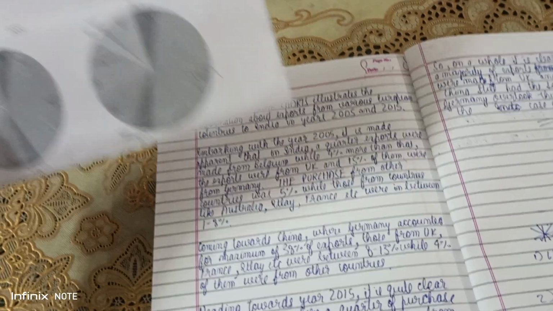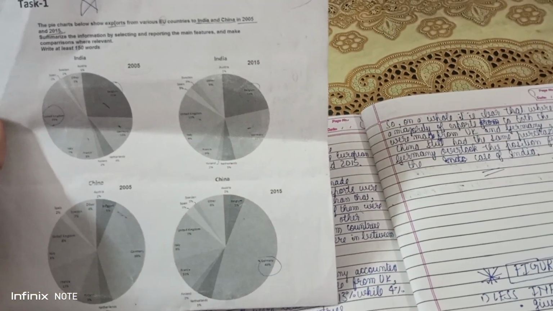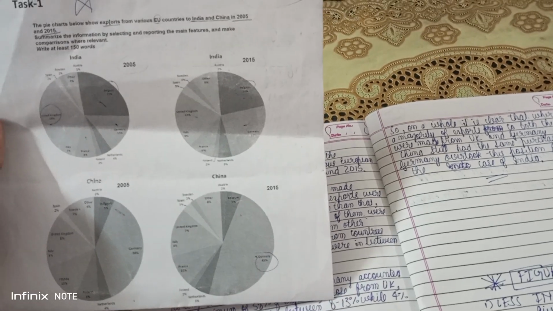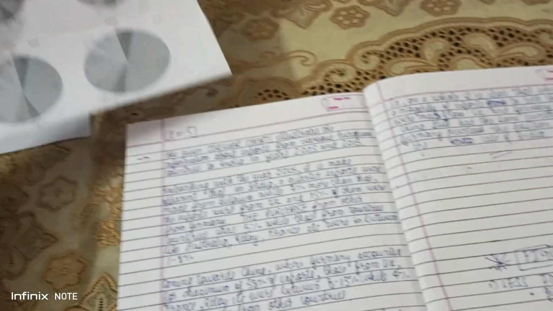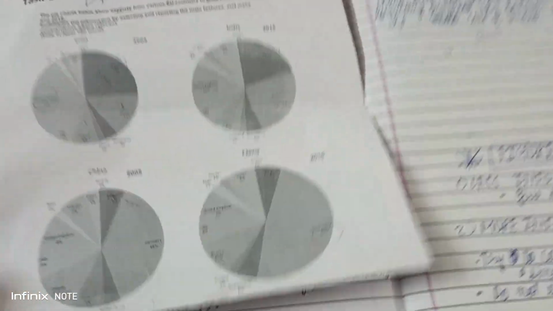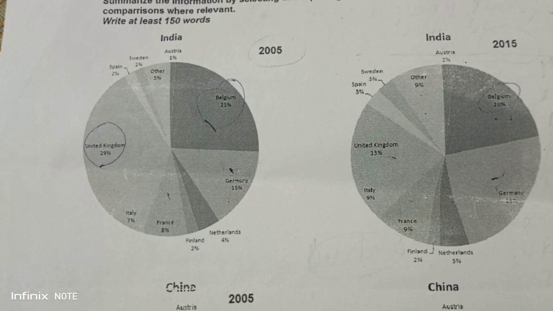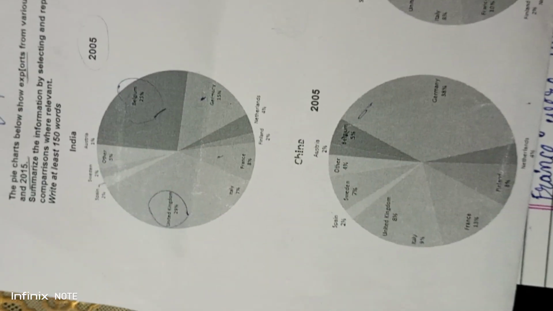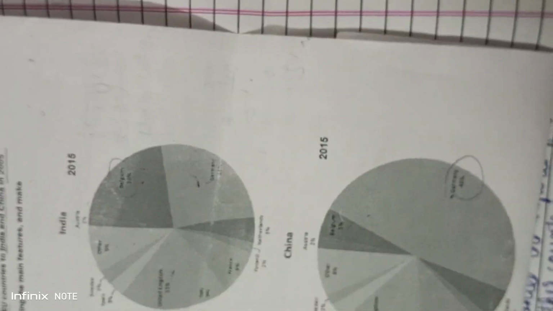So here I know that I have to be within the word limit, so in the introduction I have not explained much. You can see the way I have explained. First look upon the figure very carefully. Observe the figure. This is for the year 2005. This is for the year 2015.